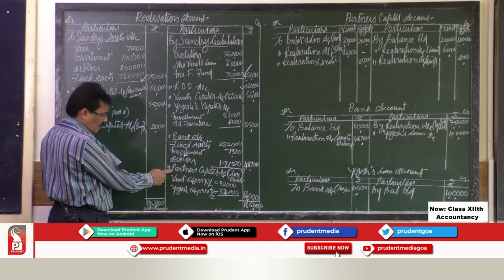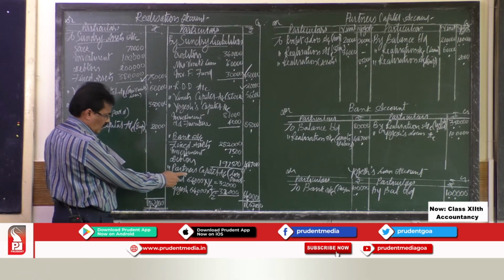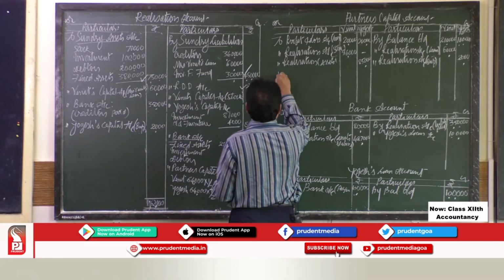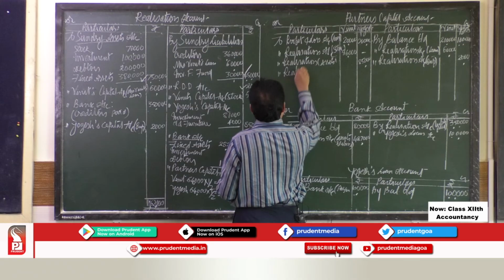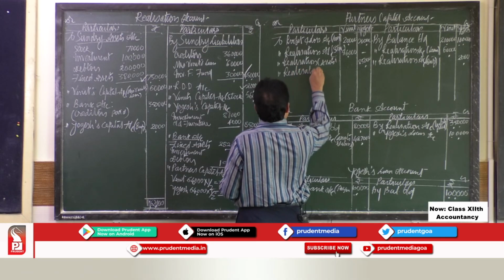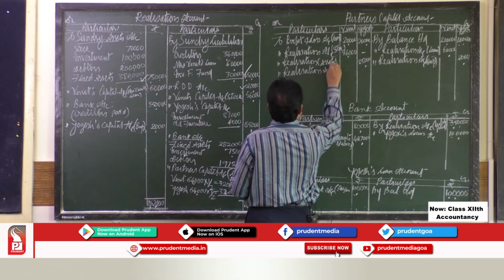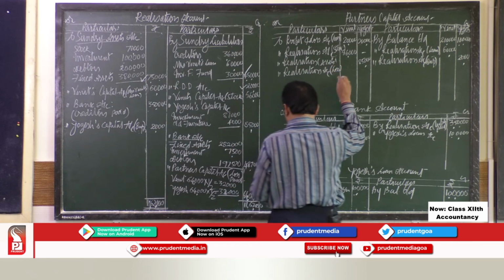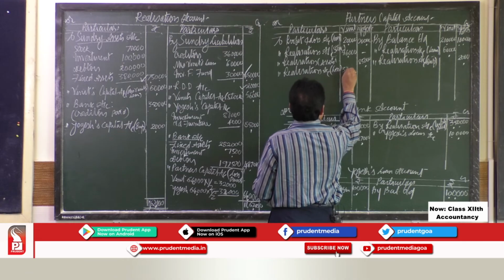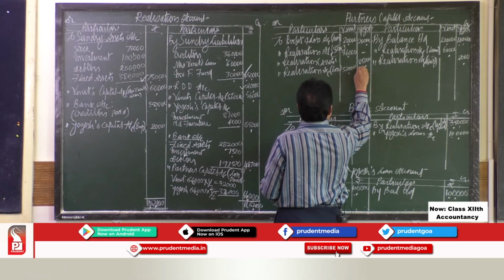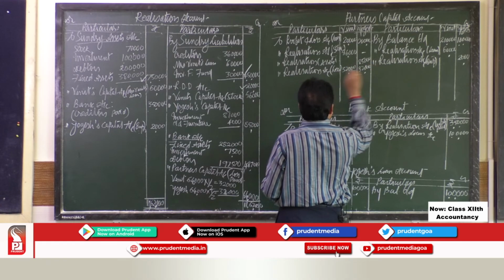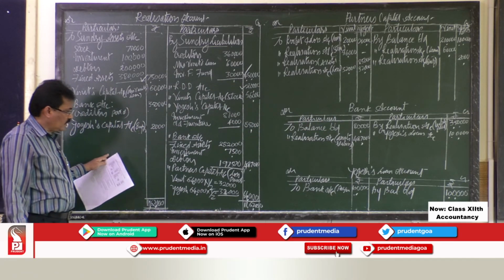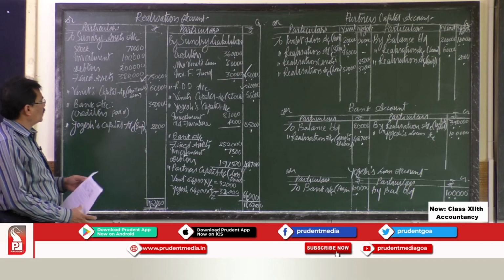Then you have to transfer this loss, okay, partners capital account debit to realization account. So to realization account, this is for loss on realization. It is rupees 32,000. So let us check whether we have missed out anything.